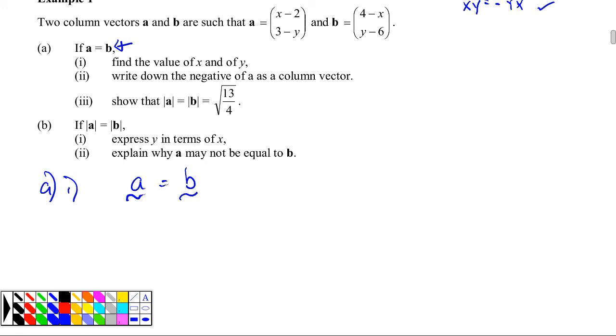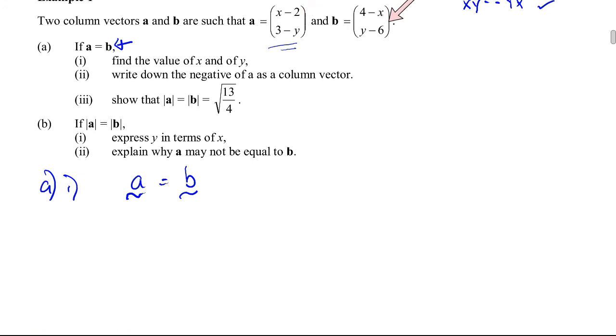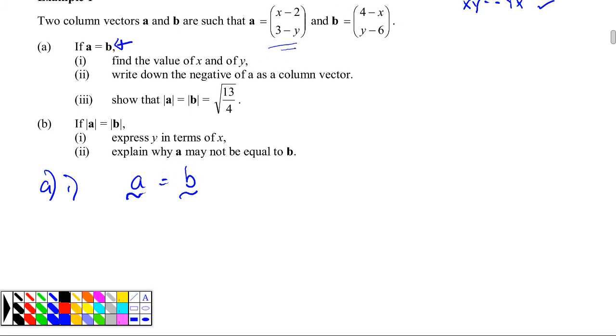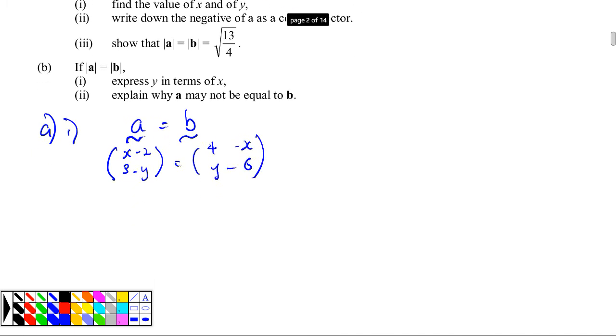Okay, how do I continue? I want to write vector. So what do I do? This is my vector A, right? And my vector B is here. So I put my vector A inside, vector B inside. So I write x minus 2, 3 minus y, 4 minus x, y minus 6. So far, okay? Okay, now can move already.